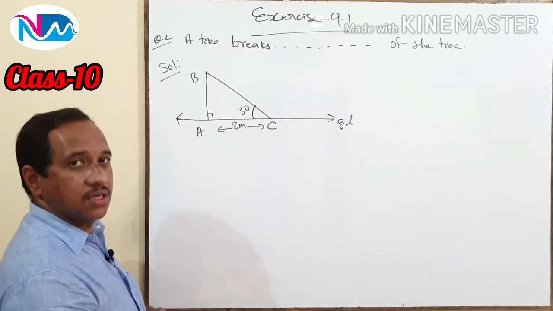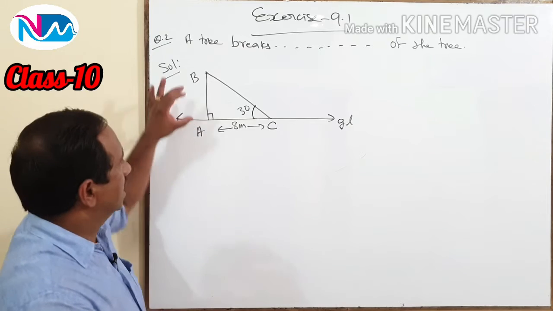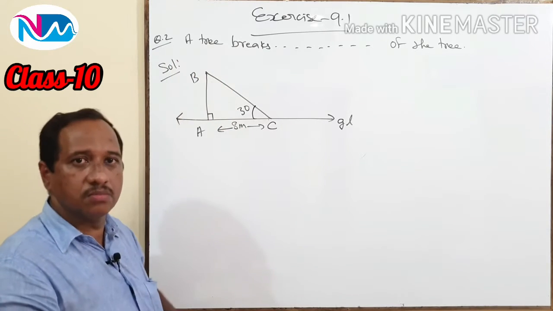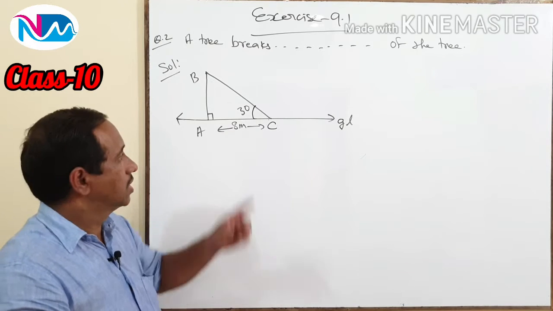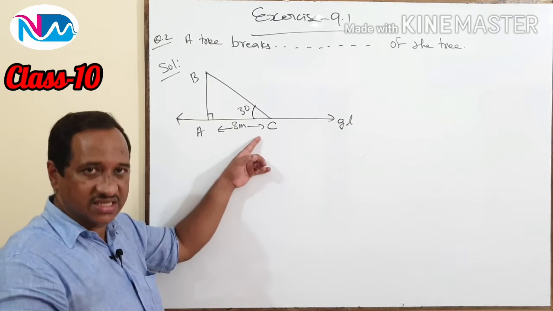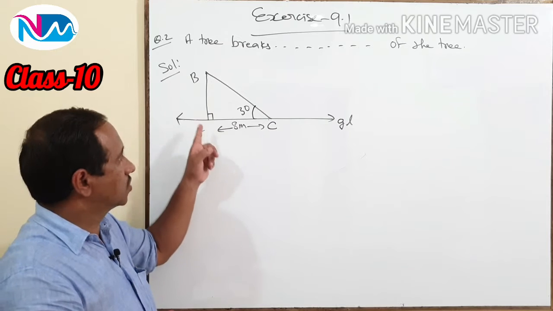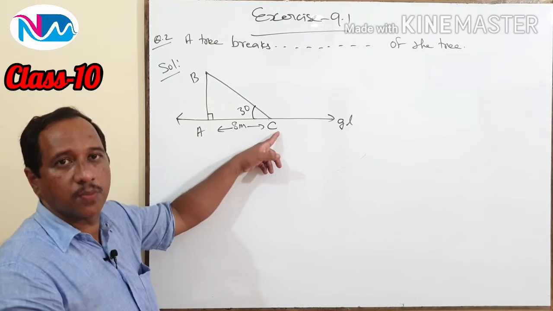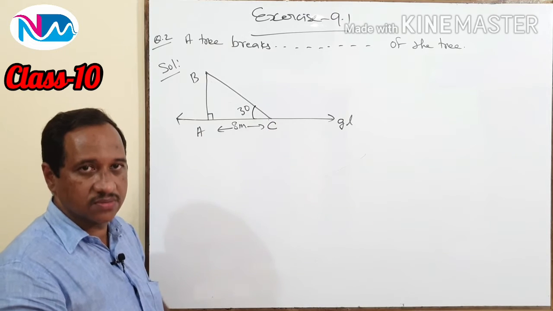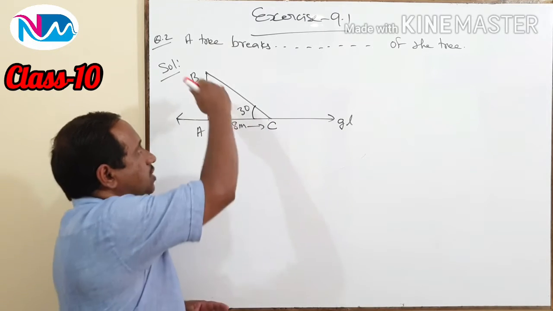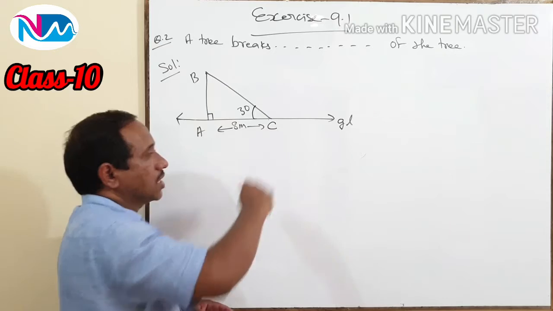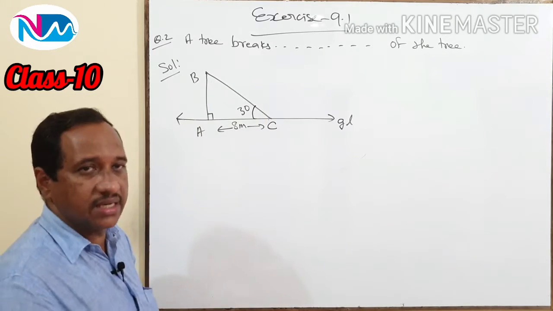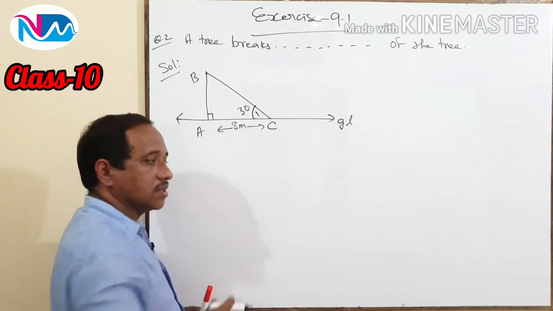Now in figure, according to the question, AB is the remaining part of the tree, BC is the broken part of the tree. AC is the distance between the foot of the tree and the point where the top of the tree touches the ground. The angle between the horizontal ground level and the broken part is 30 degree. Let it be angle 1.